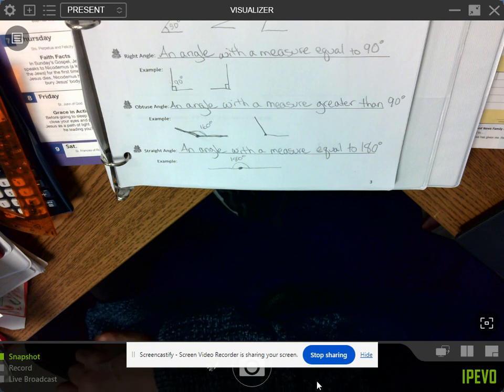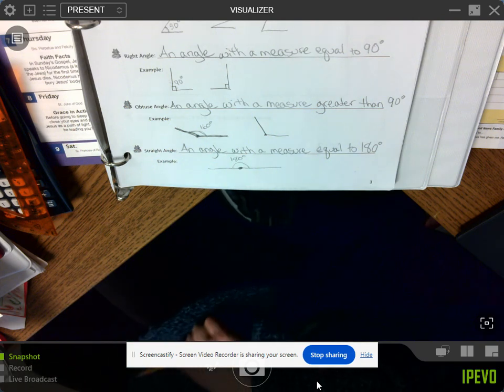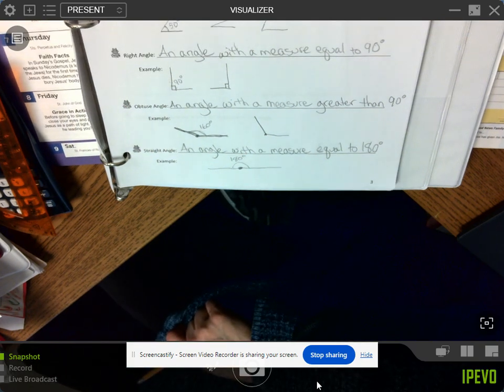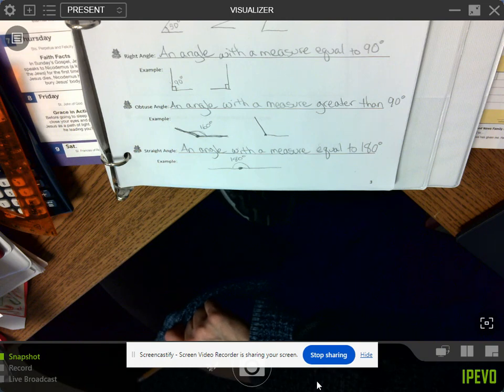So we've got 4 angle types. We've got the acute angle, which is cute and little, so it's going to be smaller than 90 degrees. We've got our right angle, which is exactly 90 degrees. We've got an obtuse angle, which is bigger than 90 degrees. It's greater than 90. And then we have our straight angle, which is exactly 180 degrees. So it is that straight line.